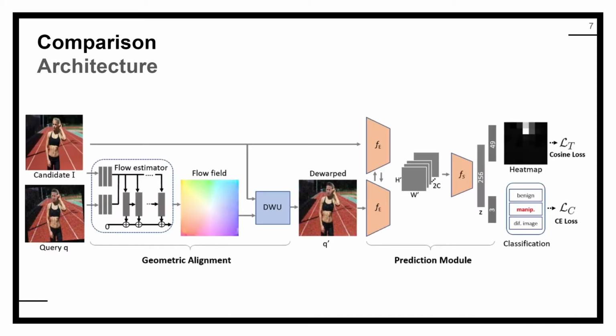Then both the original and de-warped query images go separately through several layers of a backbone network, such as ResNet50 in this case. Produced features are then stacked together and used as an input for the later layers of the same backbone network. Then fully connected layers are used to produce two outputs: a three-way prediction, classifying the pair of images as either benign, manipulated, or two completely different images. And the second output is a 7x7 heat map that localizes the manipulated region. The heat map is zeroed out if the pair is classified as benign and is set to maximum if the pair is classified as different images. The network is trained end-to-end with cosine similarity loss for heat map and cross-entropy loss for classification.